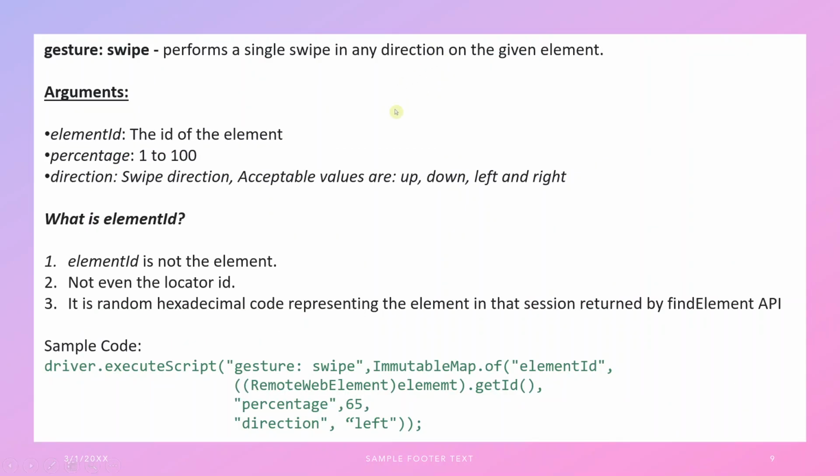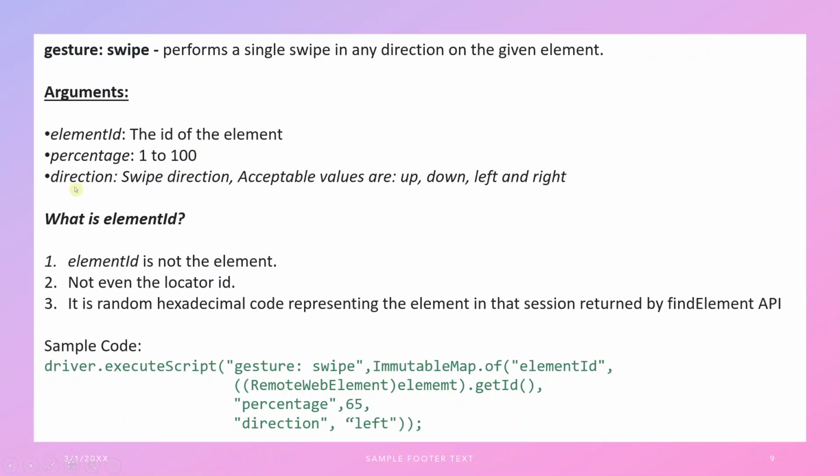So we have a command called gesture colon swipe, under the APM gestures plugin. By using this command, we can perform a single swipe in any direction on a given element. The supported arguments are the element id, that is the id of the element, and the percentage of the swipe. The value should be 1 to 100%.